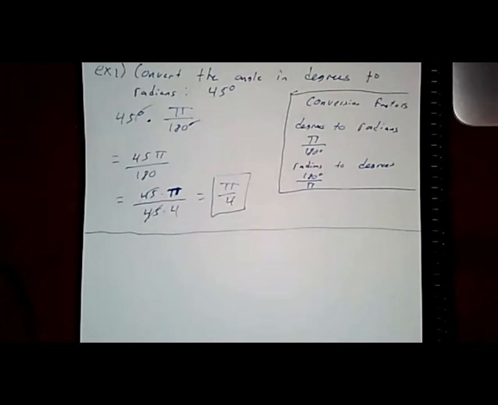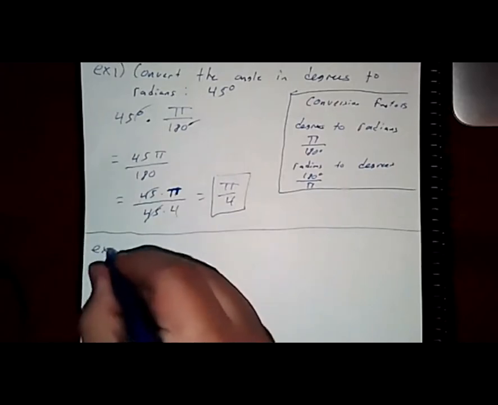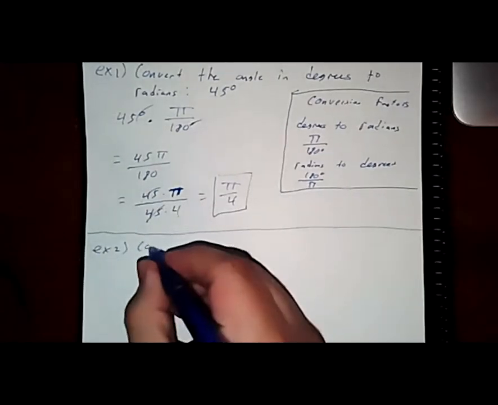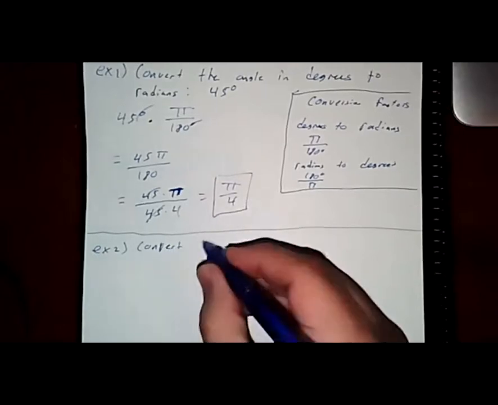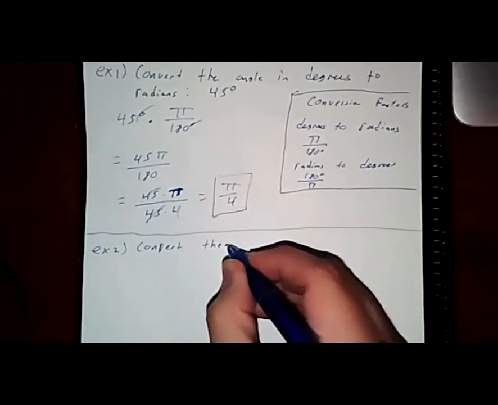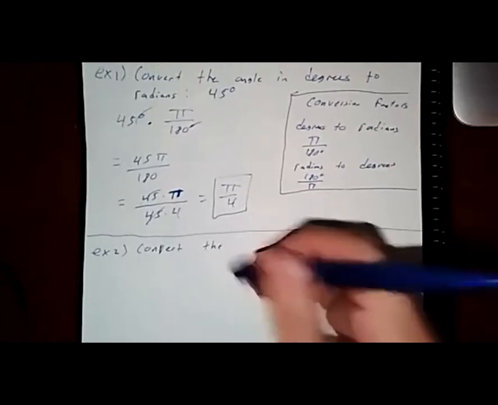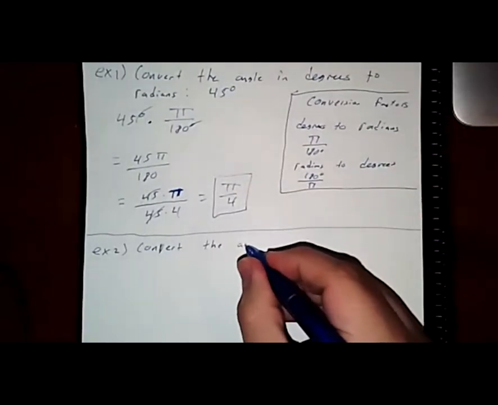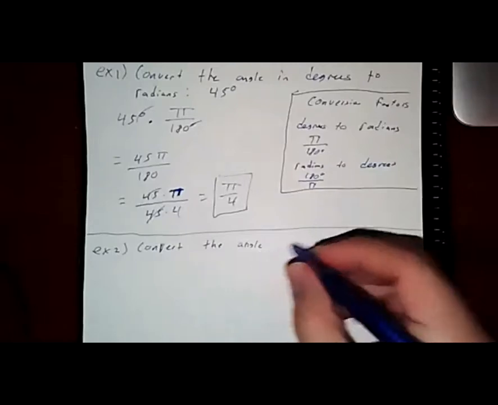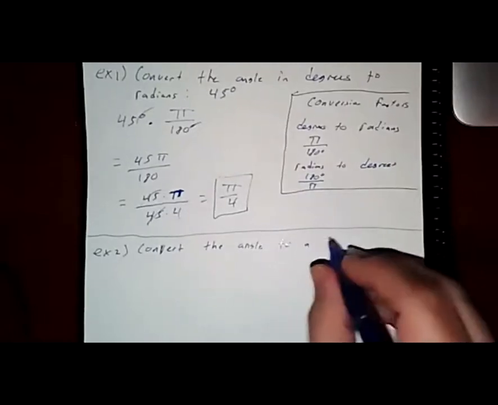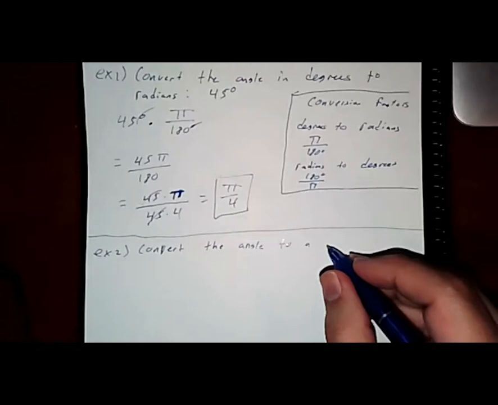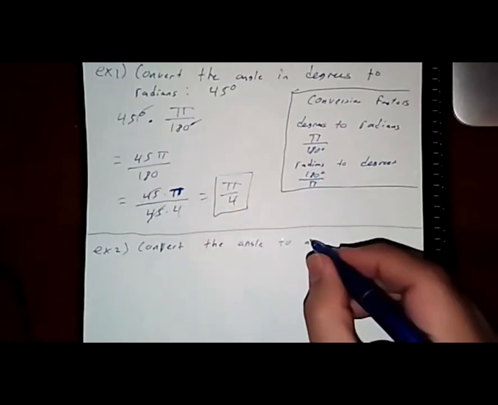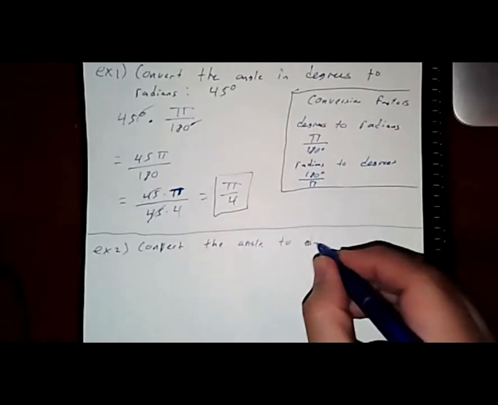Okay. So it's not too bad, right? I don't think so. So let's do the other direction, then we'll move on to something harder. Okay, so convert the angle, oops. Writing all stupid today. To a, let me see, how should I phrase it? Convert the angle to, we'll say degrees, I guess.